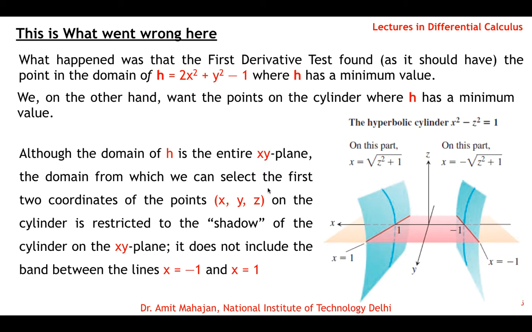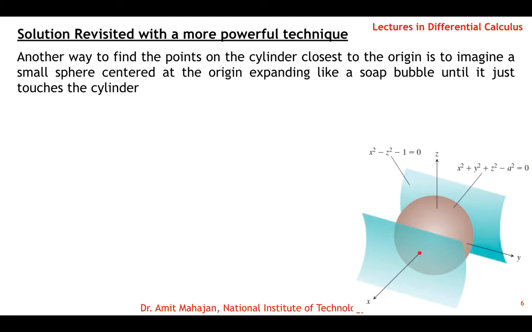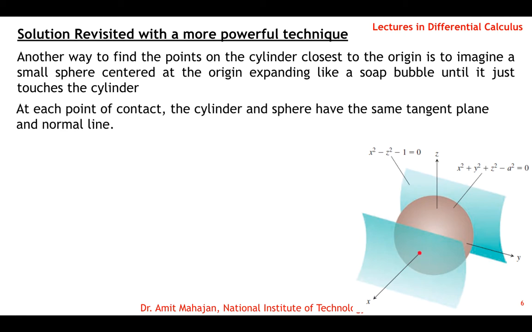Okay, so another way by which we can solve this is the method of Lagrange multipliers. So let us first solve this example, and then I will explain what exactly the method is. Another way to find the points on the cylinder closest to the origin is to imagine a small sphere centered at the origin expanding like a soap bubble until it just touches the hyperbolic cylinder. Okay, and at each point of contact, the cylinder and sphere have the same tangent plane and normal line.